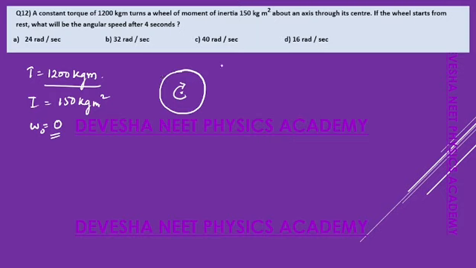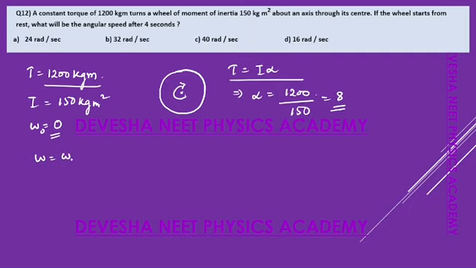Now, how will I get the acceleration? We know that tau is equal to I alpha. So alpha is equal to tau, which is 1200, divided by I, which is 150. This becomes equal to 8. We know that omega is equal to omega 0 plus alpha t. Omega 0 is 0, alpha is 8, and we are taking 4 seconds, so this is equal to 32 radians per second. So this is the answer.